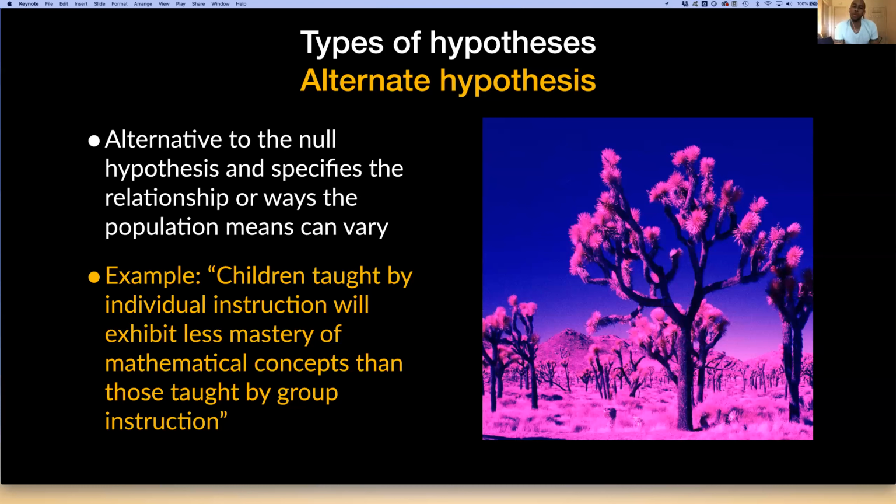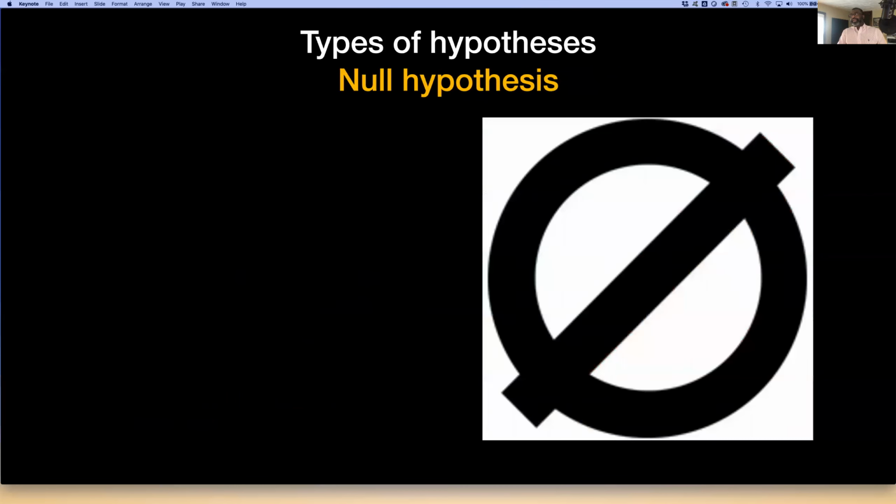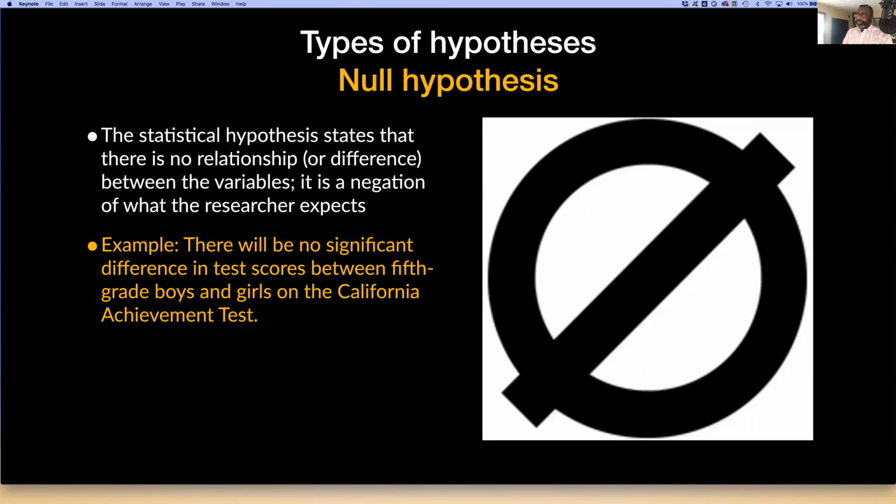Before you move on, I don't understand the difference between alternate hypothesis and directional hypothesis. There isn't much. It's really just a flip. It's the opposite of a null hypothesis. There's not much difference. I wouldn't even worry about it. It is there just so that if it comes up in the literature, you're aware of it.